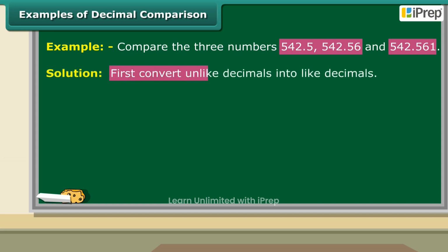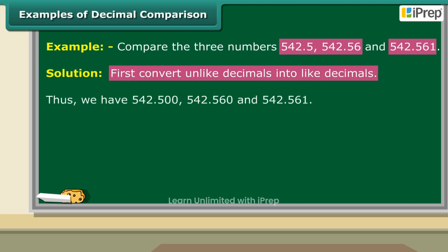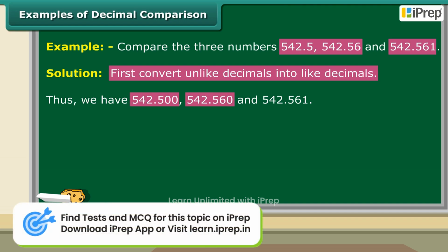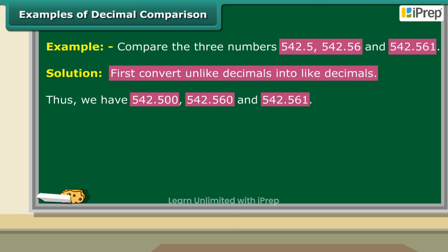Convert all unlike decimals into like decimals by adding zeros at the end. The numbers now will be 542.500, 542.560 and 542.561. Now concentrate on the decimal part alone.